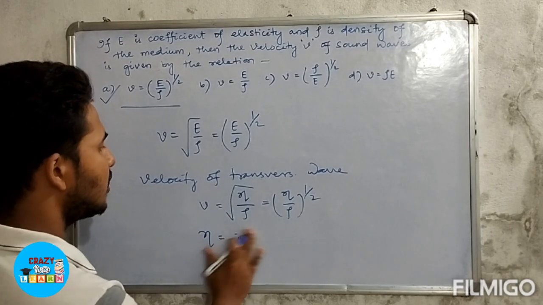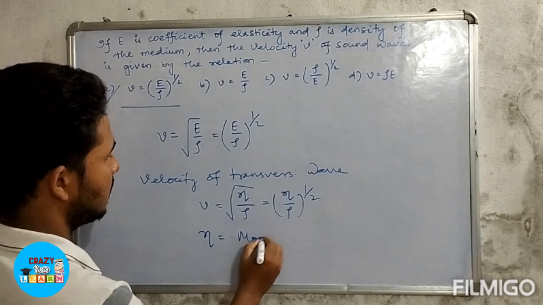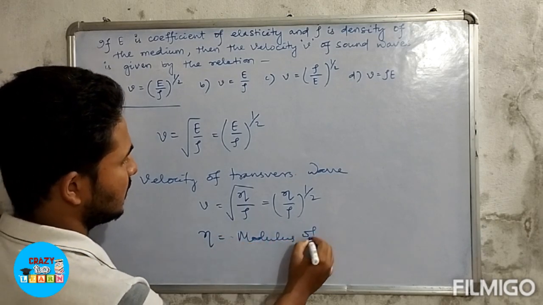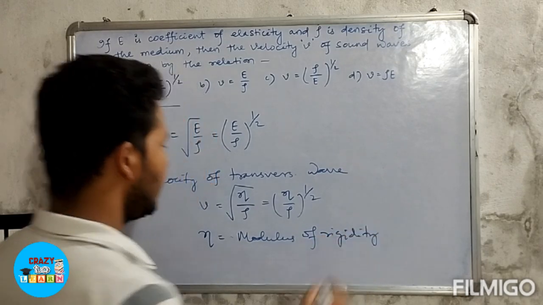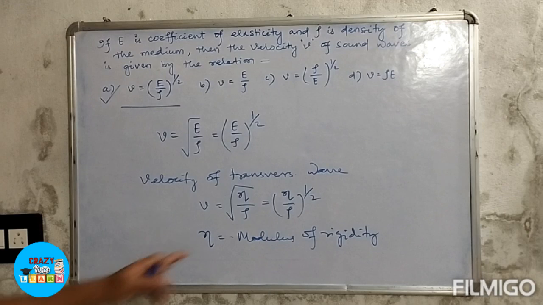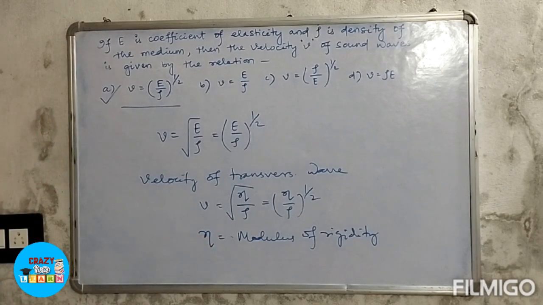Modulus of rigidity or rigidity modulus. Okay, modulus of rigidity. And rho is the density, you know. Okay, we'll go for the next question.